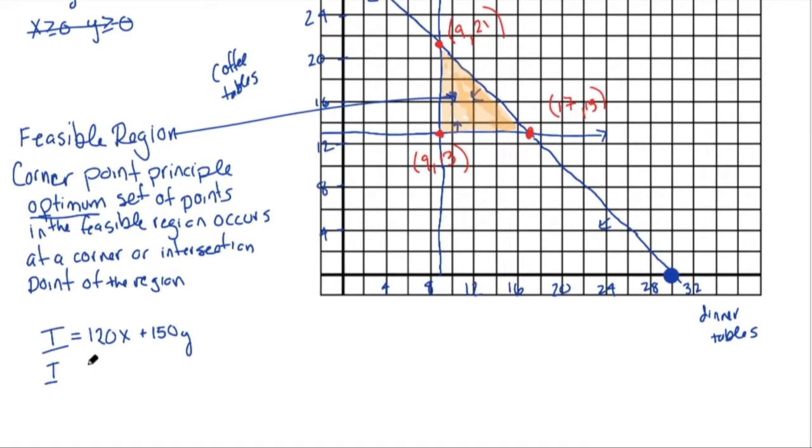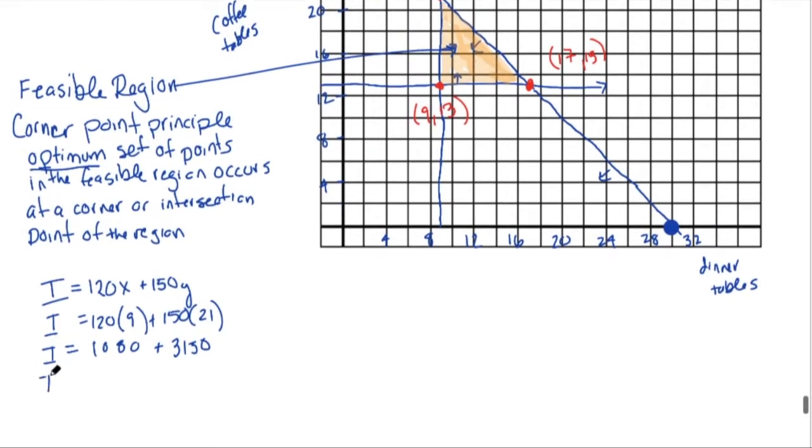So if we picked 9 and 21, 120 times 9 plus 150 times 21, that's going to give us 1,080 plus 3,150 for a total income of 4,230. Okay, great. But is that the most income? We don't know. Let's test another point.